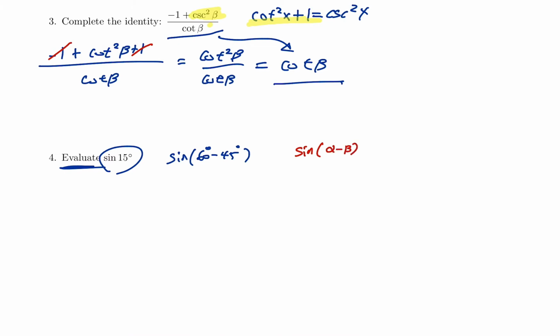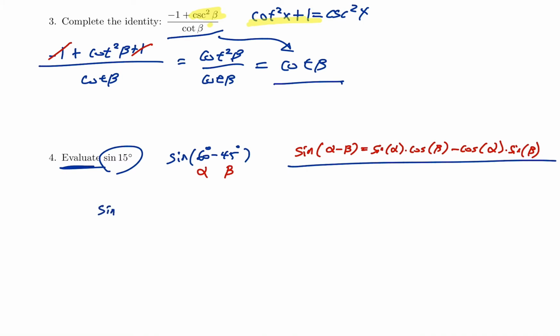So sine of alpha minus beta is sine alpha times cosine beta minus cosine alpha times sine beta. Okay. So here we treat this as alpha, this as beta. So let's try that. We're going to use this formula. So sine 60, let me write this, sine 60 times cosine beta right here, cosine beta. Beta is 45, so 45 degrees. Minus cosine 60 degrees times sine 45 degrees.